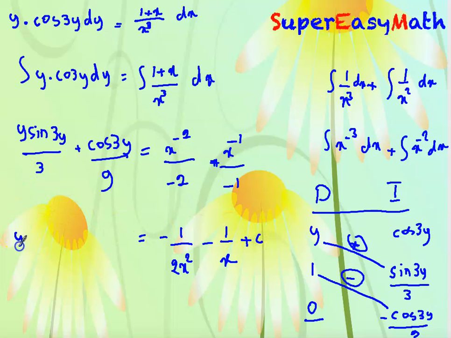So this is the final relation. y sine 3y over 3 plus cosine 3y over 9 equal to etc.